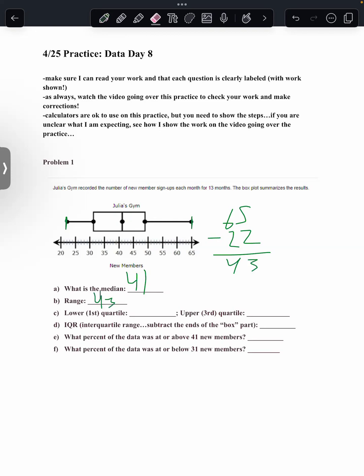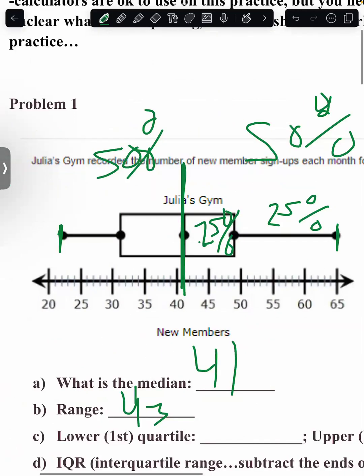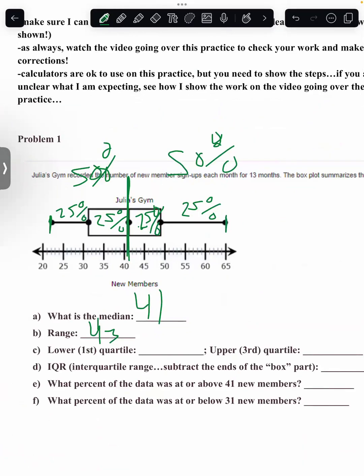Now, just to remind you the way the box plot works. So half of the data is below here. So that's 50% of the numbers are here and 50% are here. Then within that 50%, here's 25%. And here is 25%. Here's 25% and here's 25%. So that's how it's broken down.